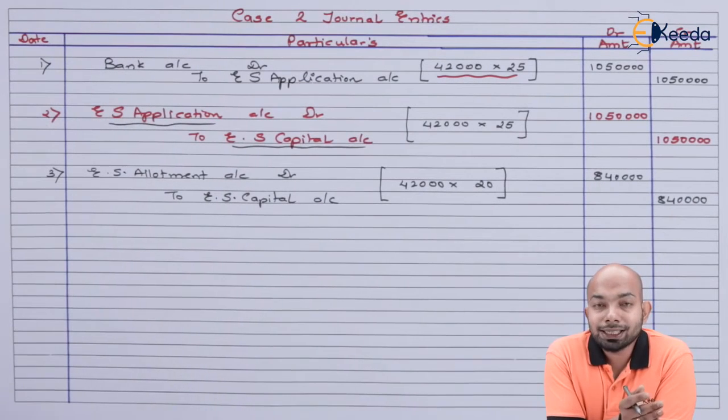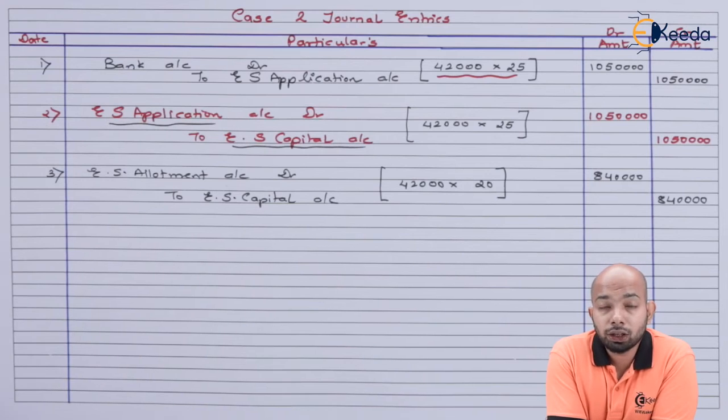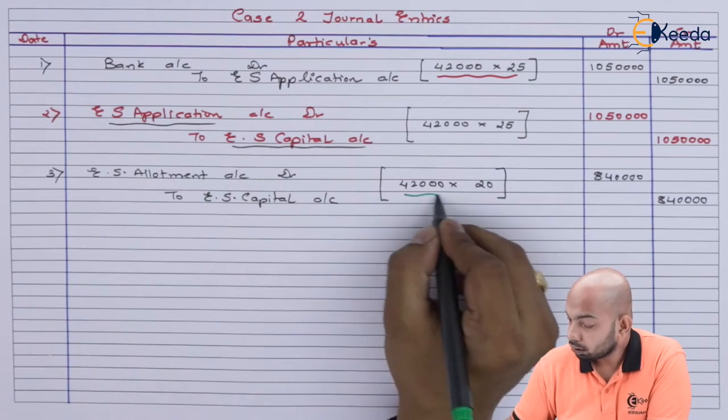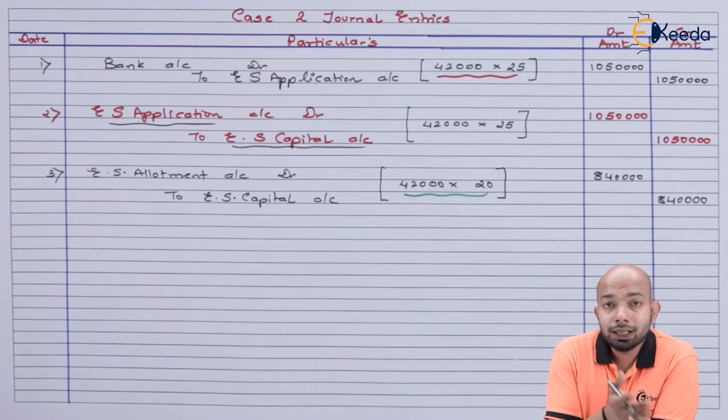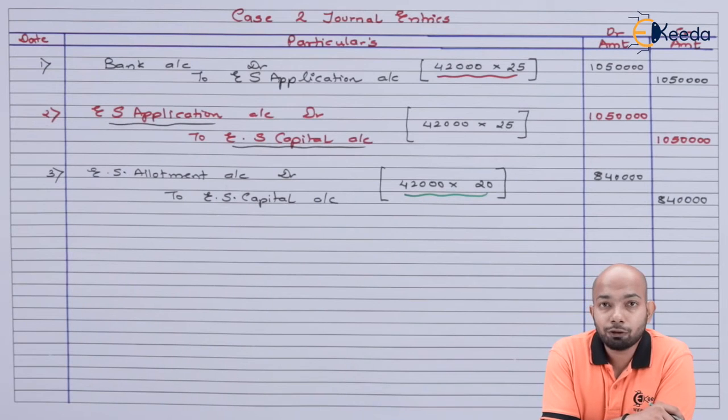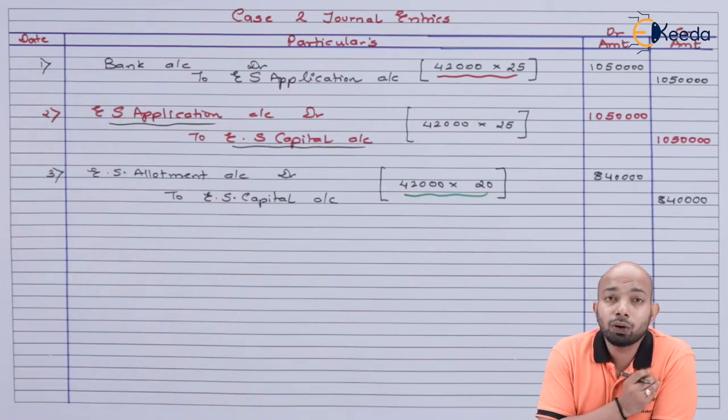So the entry that we have passed here is equity share allotment account debit to equity share capital, which refers to 42,000 into the allotment money, which is rupees 20. So the amount that we have figured is 8,40,000 here. Now, as there are no calls in arrears, this is the same amount that we'll be receiving.